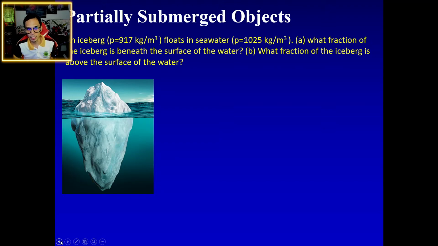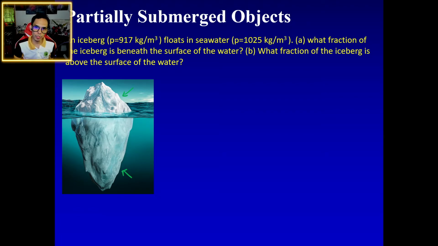The iceberg has a density of 917 kilograms per cubic meter, and it floats in seawater, which has a density of 1025 kilograms per cubic meter. That's the density of the seawater. What is the fraction of the iceberg that is beneath the surface of the water? So we are talking about this part over here. And what is the fraction of the iceberg that is above seawater?